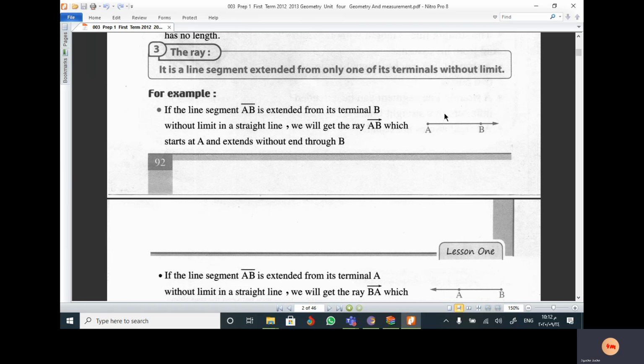A ray is a line segment extended from only one of its terminals without limit. A ray is a line segment extended from only one point, only one of its terminals.